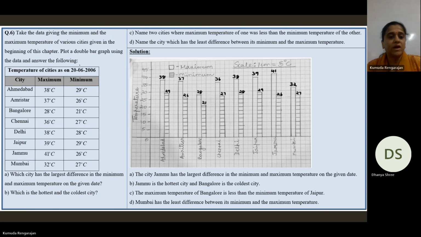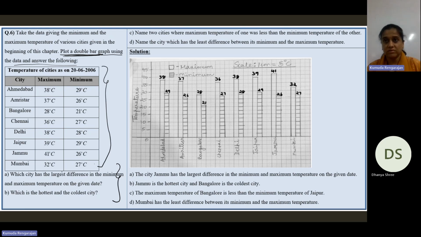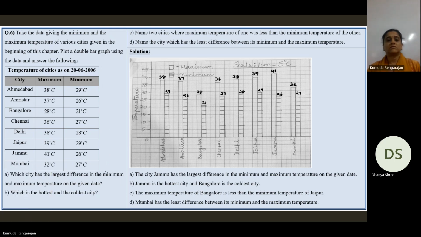Plot a double bar graph using the data and answer the following. So this is the data which was given in the beginning of the chapter, and you'll have to answer these questions with respect to this data. The instruction is plot a double bar graph. In your textbook, you will not find this one; this table is there at the beginning of the chapter. Instruction is make a double bar graph and answer these questions.